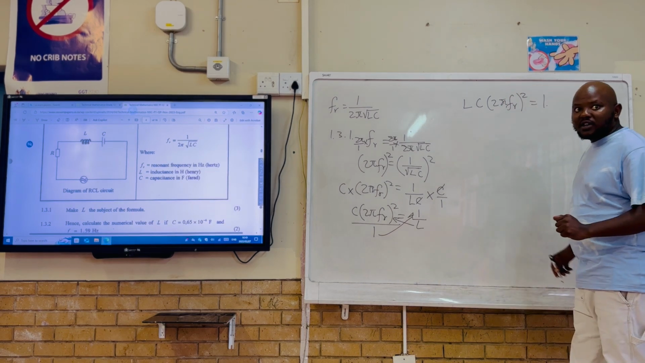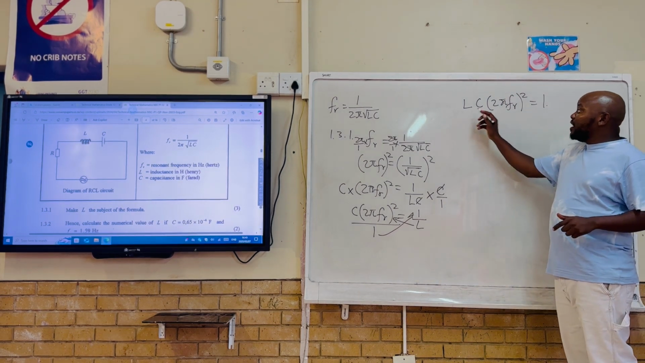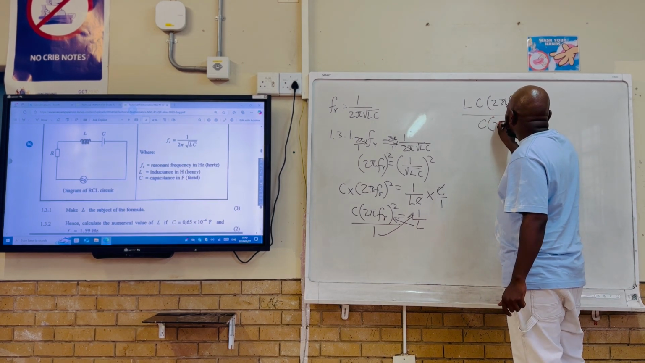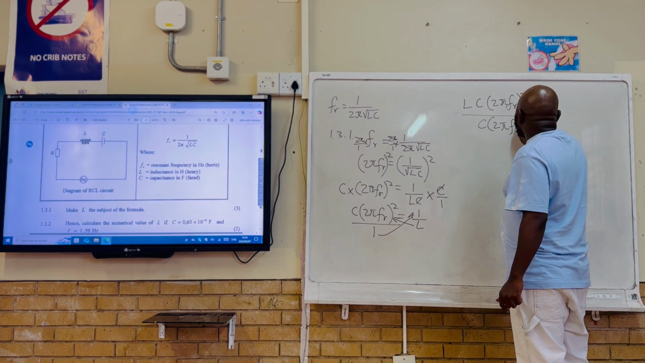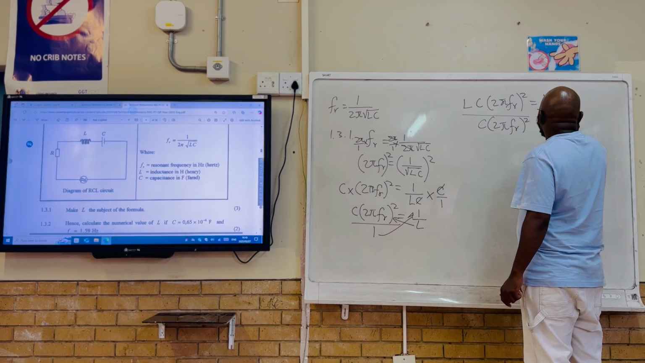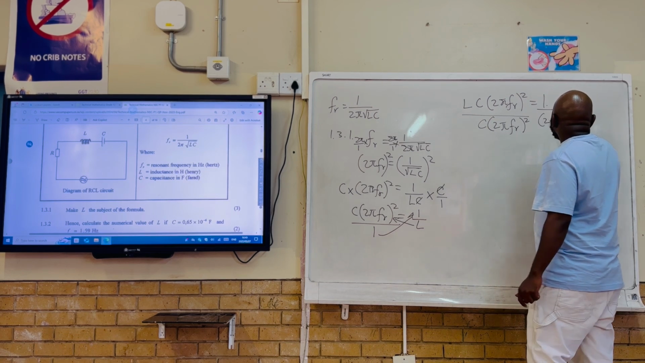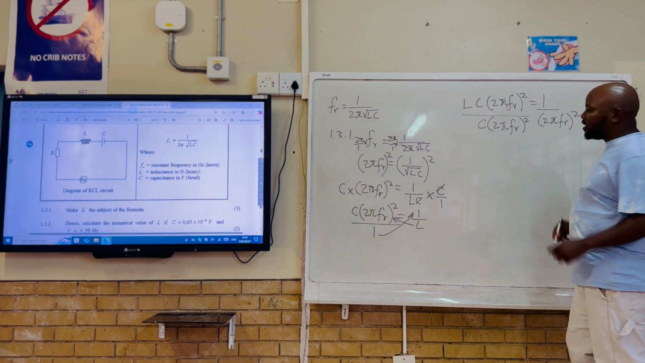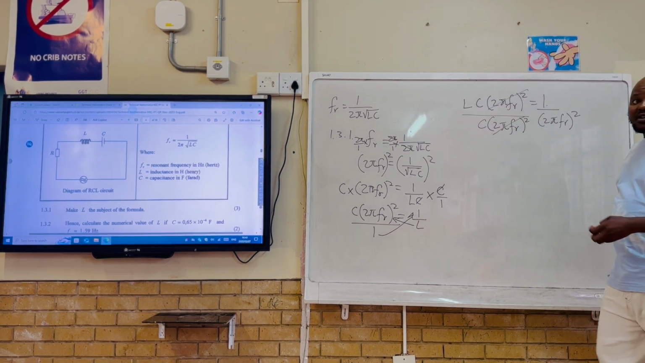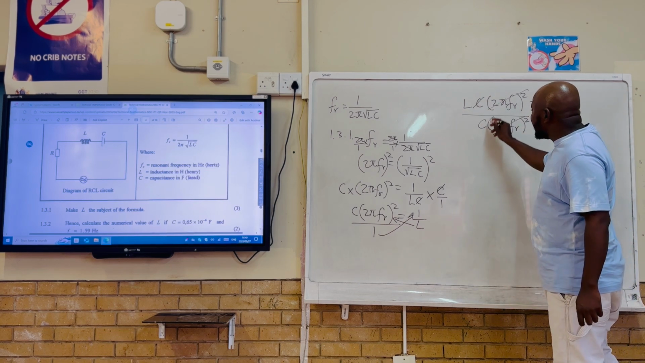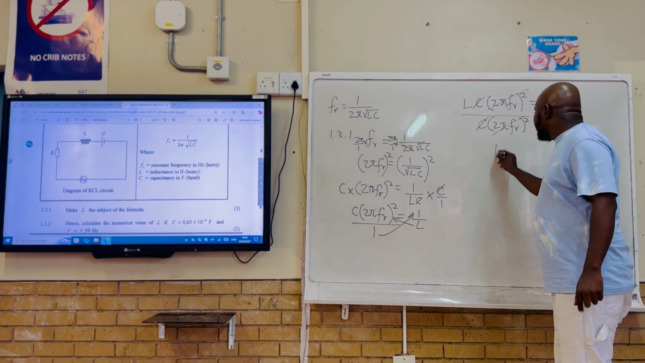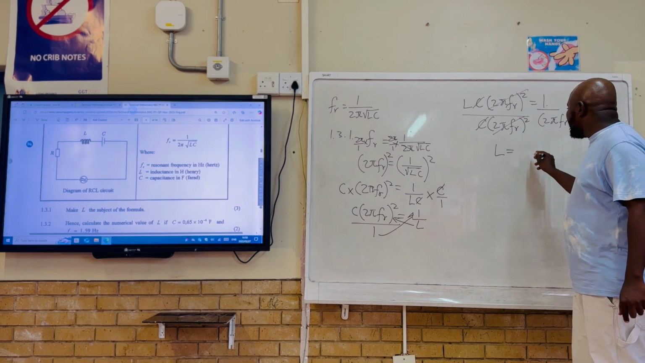1. You are looking for n now, so you can divide both sides by capacitance into 2 pi frequency all squared. Are we together? This one and this one will divide each other. This one and this one will divide each other.